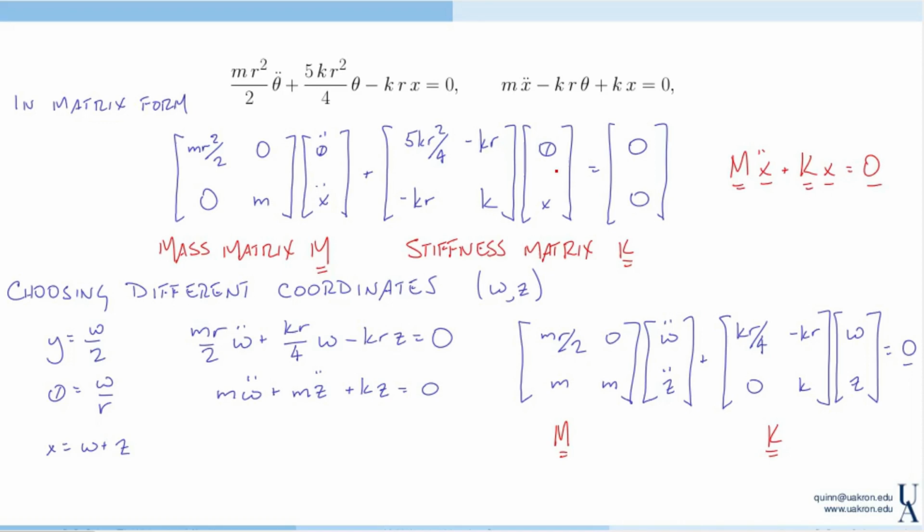Right, so here it is. This is another example deriving multi-degree of freedom systems.